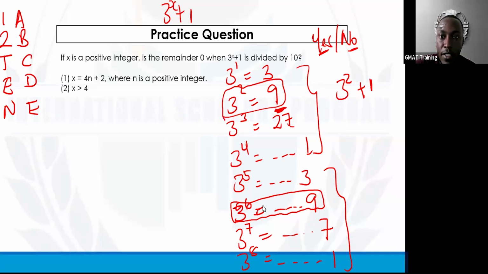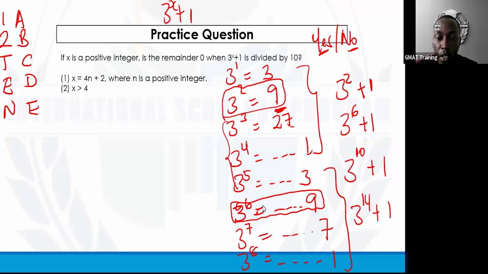So for that case, 3 squared plus 1 will end in 0. That's a multiple. 3 to the power 6 plus 1 will also be a multiple. As you can see, we have spacings of 4. So plus 4, that should be 3 to the power 10 plus 1, then 3 to the power 14 plus 1, and so on. Because 9, 10, yes, sure. So 3 squared, 3 to the power 6, 3 to the power 10, 3 to the power 14. And what is that pattern?